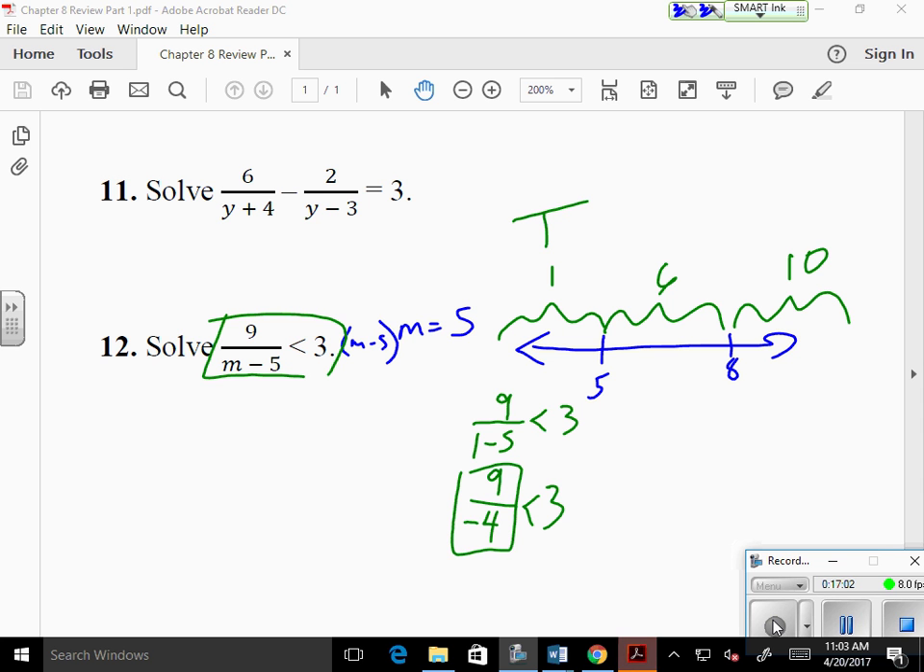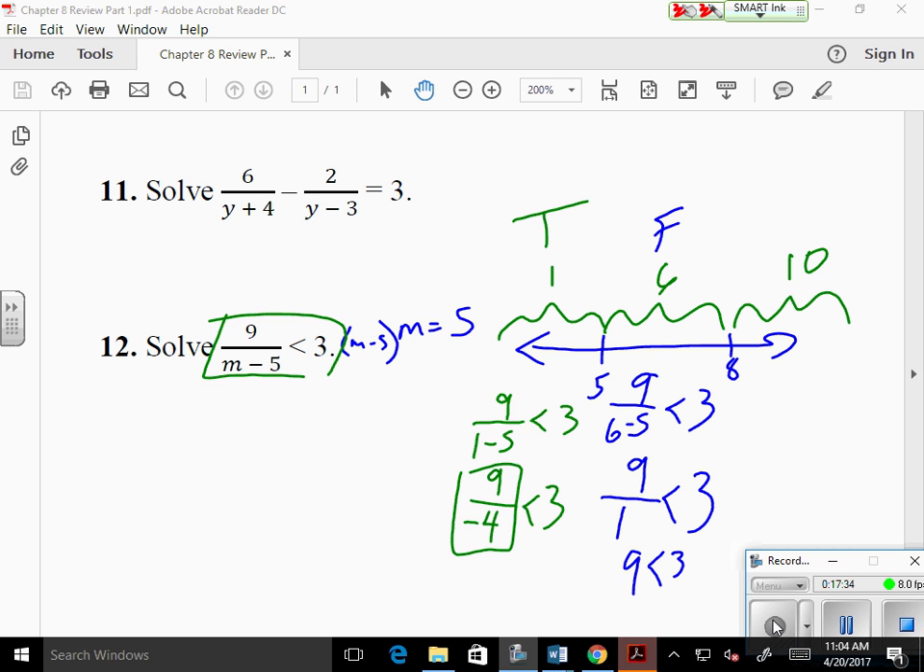Let's try the middle interval. Put 6 in for m, get 9 over 6 minus 5. Is that less than 3? 6 minus 5 is 1. So is 9 divided by 1 less than 3? Is 9 less than 3? No. That area is false. Let's go to the last interval.